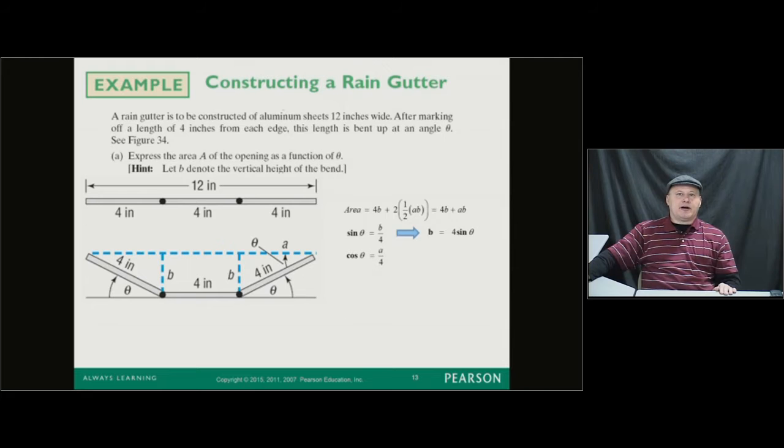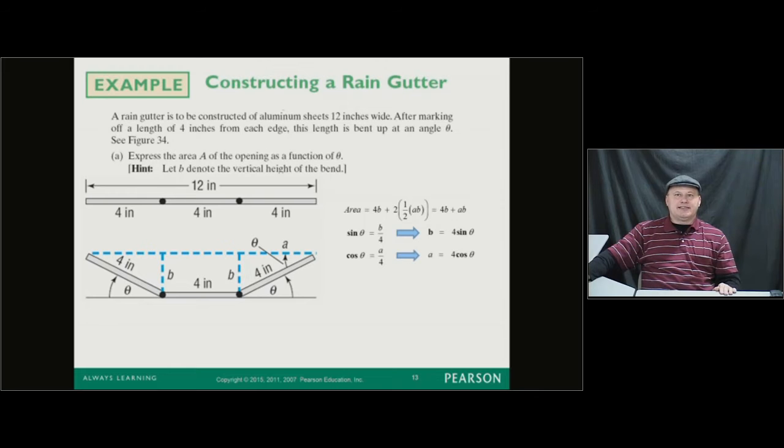And then I'm going to use cosine of theta, which is A over 4. You might ask, why do I need to know this one? Because the original formula has 4B plus AB, so I need to get rid of that A too. Cosine of theta equals A divided by 4, and so A is equal to 4 cosine of theta.